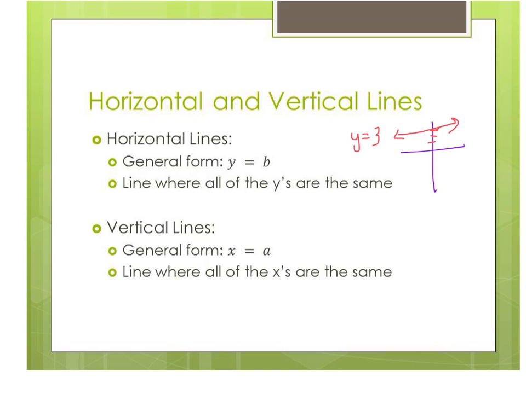And for vertical lines, there we go, we use a just because b stands for something in particular. So that is the line x equals a, which is all the x's are the same. In this case, it'd be x equals negative 2. And keep in mind that the slope of that line is undefined.